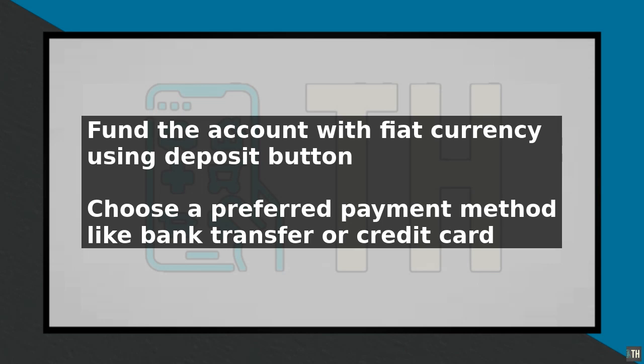To place a buy order, click on the Buy button and enter the amount of stock you want to buy. You can choose to buy a specific number of shares or invest a specific amount of money. Review your order carefully and confirm it when you are ready.